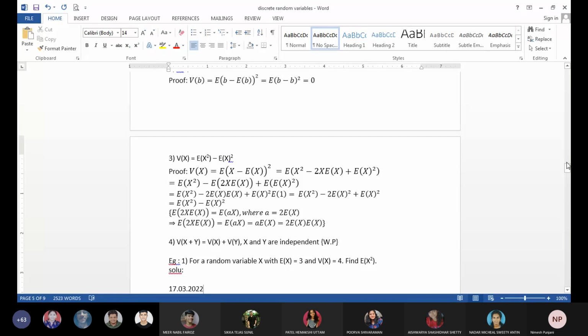Okay, fine. So we will do 1 or 2 examples related to the variance, and then I think we will stop for the day. So x is a random variable with expected value of x as 3 and variance of x as 4. We have to find the expected value of x square. Can anyone tell me how we will solve this?